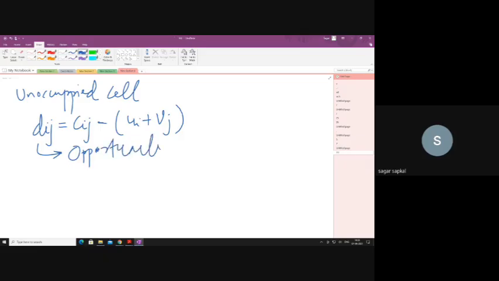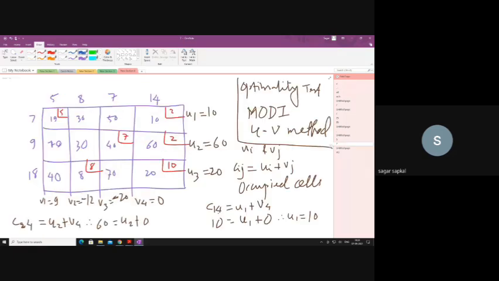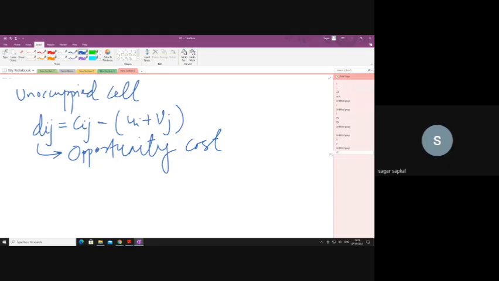Opportunity cost or opportunity value. Is it okay? Now how to do that? I will tell you. Now in first row, cell 1-2 is a non-occupied cell. Am I right? Yes, sir. Okay, so for that cell, write down D12 is equal to C12 minus U1 plus V2.